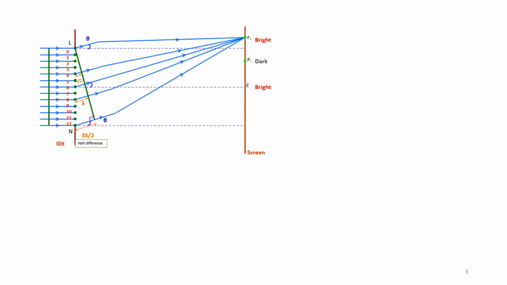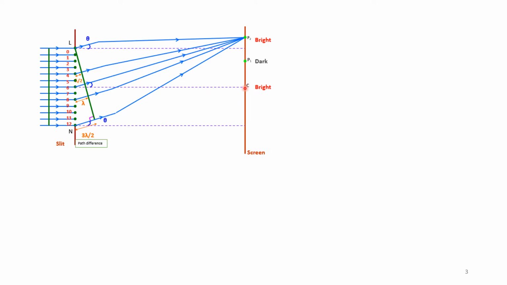Consider a wavefront. This green colored wavefront is falling on the slit, not on the screen, the slit of width L. So, this L is divided into 12 parts. That means we are considering 12 rays. 12 rays here, the slit here, and first if there is no inclination in case 1, when theta is equal to 0, all rays will go and fall on the screen here.